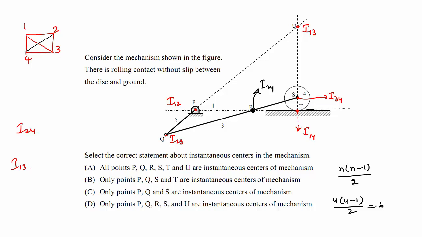So all the points P, Q, R, S, T, and U, that is option A. All the points here P, Q, R, S, T. No, 4 points are there, but 6 centers. 3 points, but still 6 centers. 5 points are there. So 6 centers. So here the correct option is option A. Correct answer is option A. This is the end of the question.